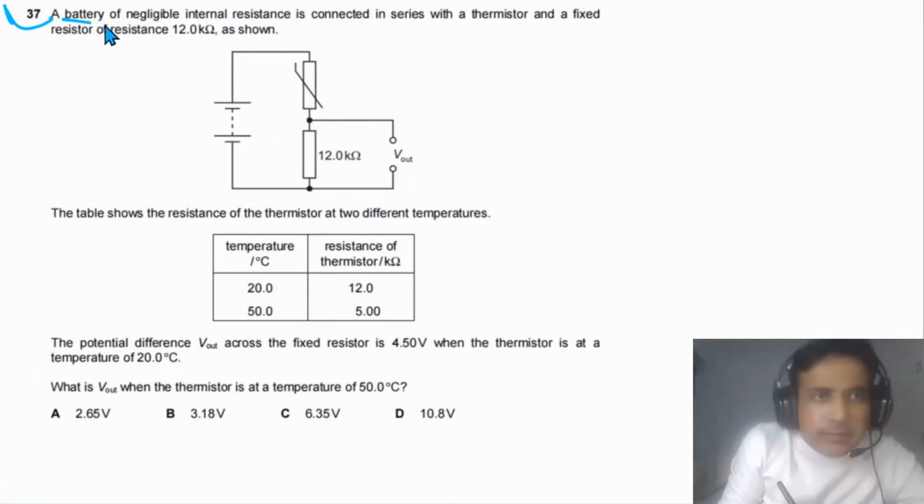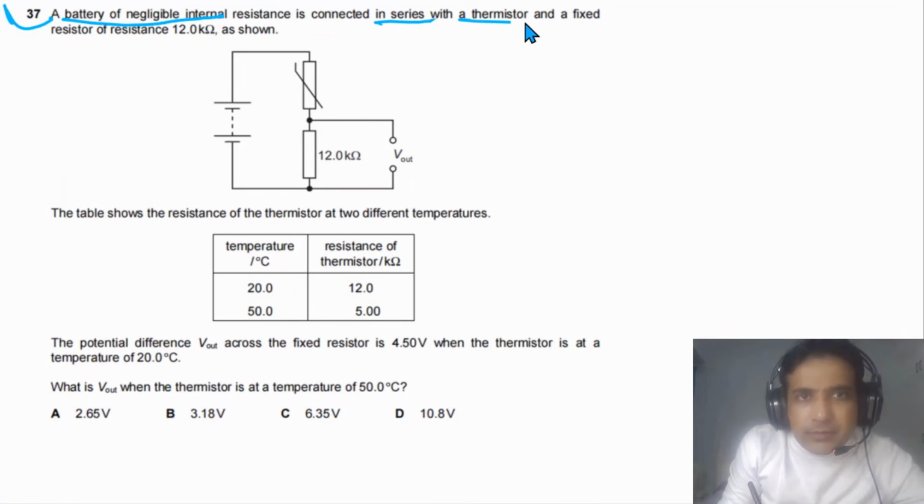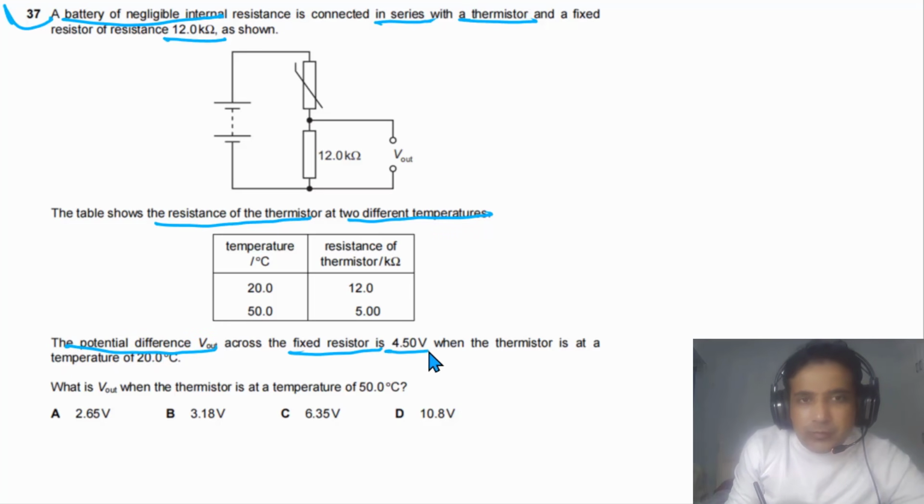Question 37 says a battery of negligible internal resistance is connected in series with a thermistor and a fixed resistor of resistance 12.0 kilo ohms as shown in the figure. The table shows the resistance of the thermistor at 2 different temperatures. The potential difference V out across the fixed resistor is 4.50 volts when the thermistor is at a temperature of 20.0 degrees Celsius. What is the V out when the thermistor is at a temperature of 50 degrees Celsius?